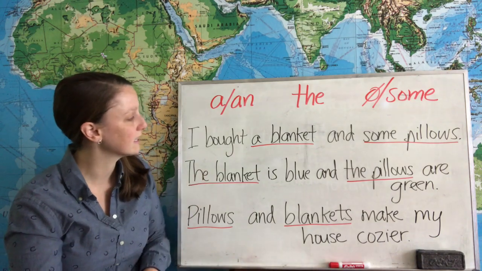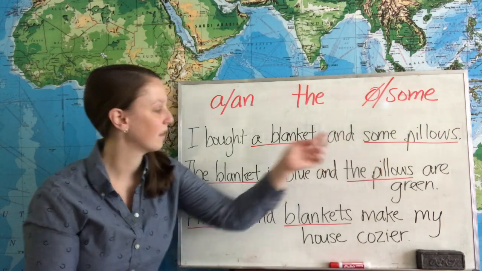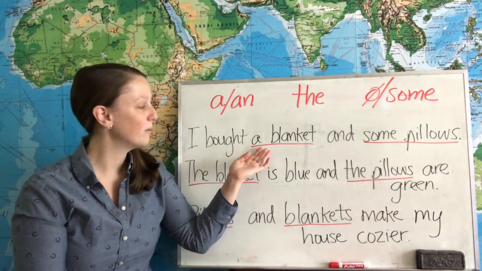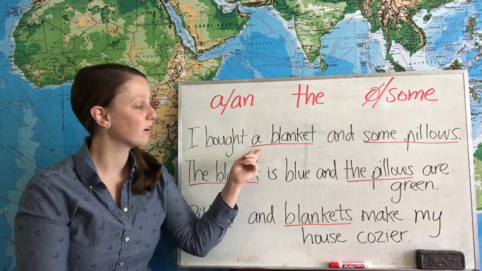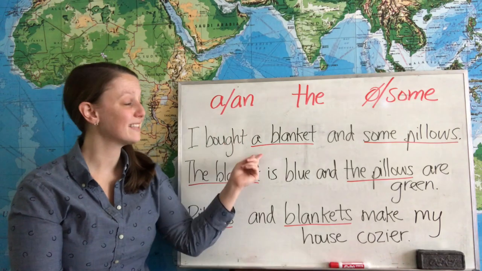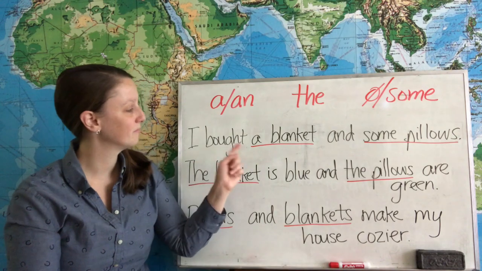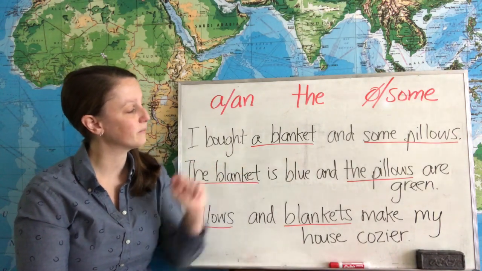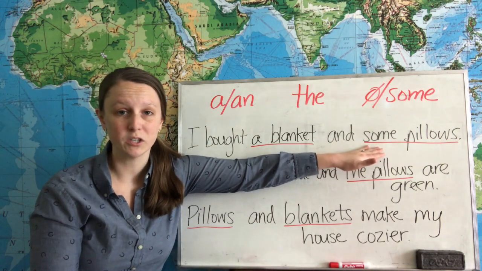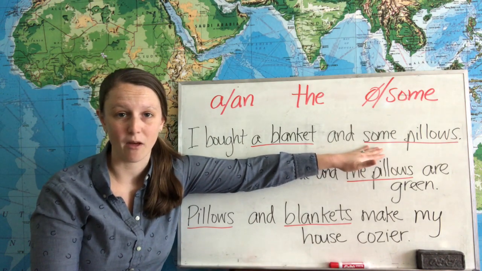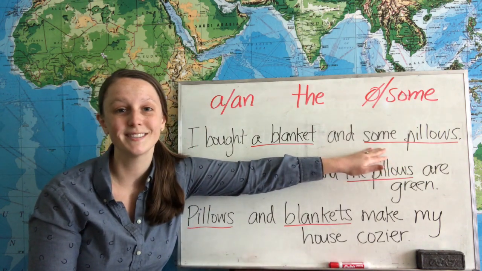Our first sentence is, I bought a blanket and some pillows. In this case, we don't know which blanket, we know that it's one blanket. So we use the article a, because it's not a specific blanket, but we know that it's one blanket. So we say a blanket. And here we have some pillows. We don't know which pillows, it's the first time we're talking about them, but we know that it's plural, more than one. So we use the word some here.